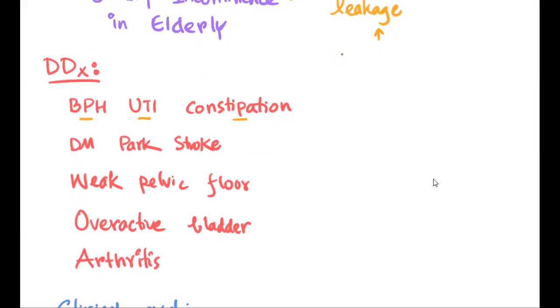Damage to the nerves due to diabetes, Parkinson's disease, or stroke may also cause incontinence. Especially in women, weak pelvic floor muscle can lead to incontinence, and any infection or inflammatory condition can lead to an overactive bladder, leading to incontinence. Arthritis can impair a person's ability to go to the bathroom in time, so that leads to incontinence.